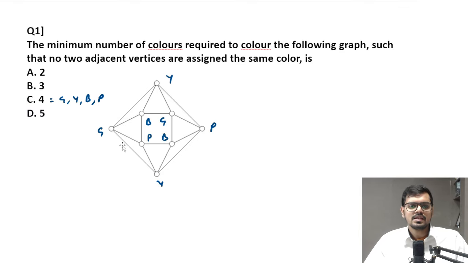Understood? You can use colors like green, blue, pink, yellow. I have no issue, but at the end you have to count how many colors you have used. So 1, 2, 3, 4. 4 is the answer. Understood?